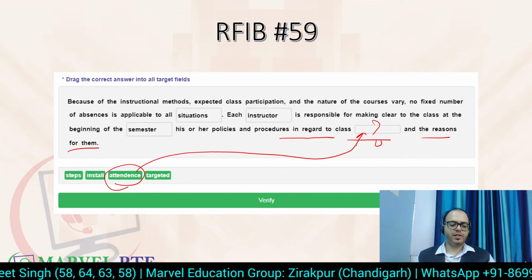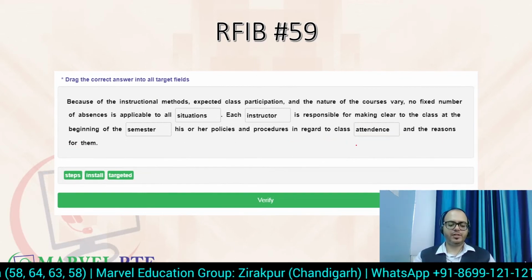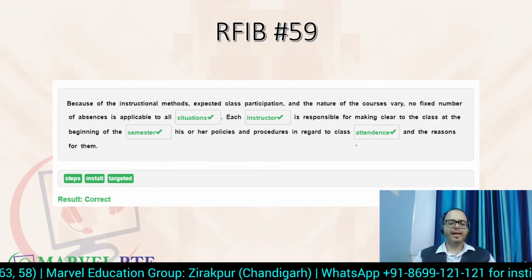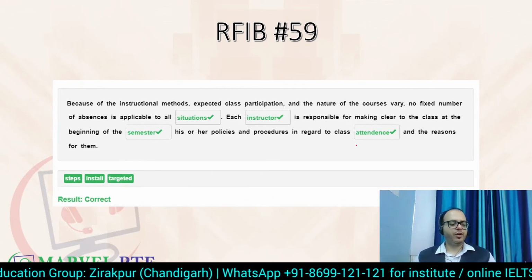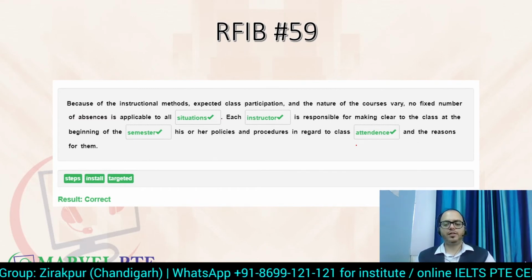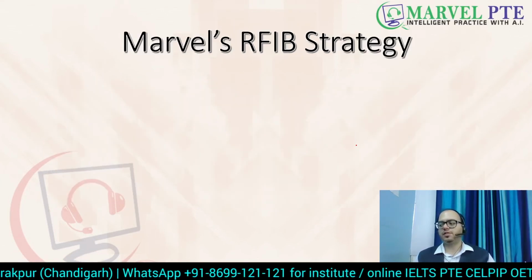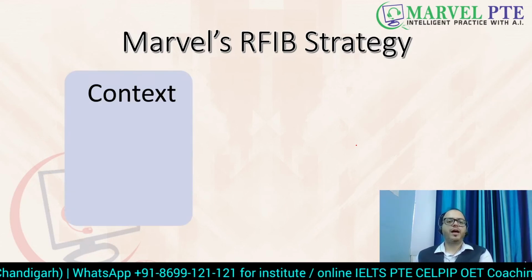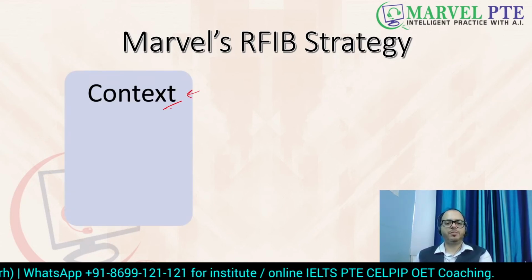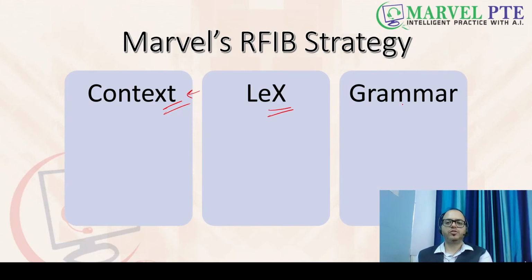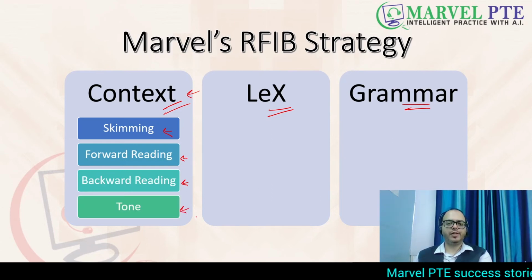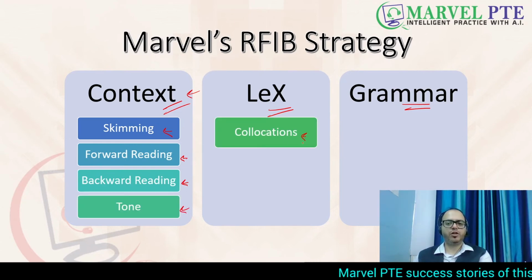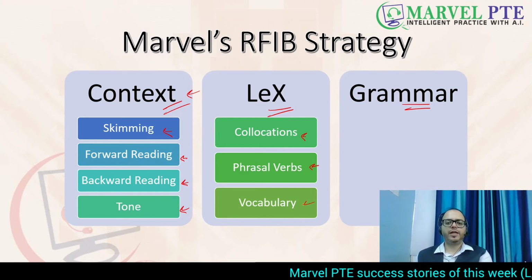I hope this is clear, right? So that is why we have selected attendance over here. And all the answers are correct as you can see over here. So I hope you have gotten a broad idea. If you know the right strategies, you can easily solve them. And what are our strategies? Our strategies are based on context, lexical resource, and grammar. In context, we do skimming, forward reading, backward reading, and tone analysis. For lexical resource, we have collocations, phrasal verbs and vocabulary.